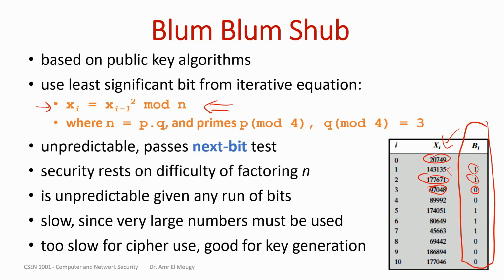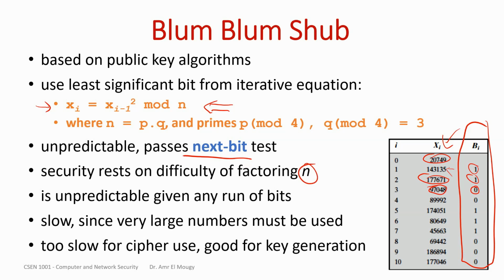Now, because this equation is equally likely to generate an even number or an odd number, the bit that you will take from the sequence is equally likely to be 1 or 0. And so it is unpredictable. It passes the next bit test. Obviously, the entire security of the system relies on factoring n.